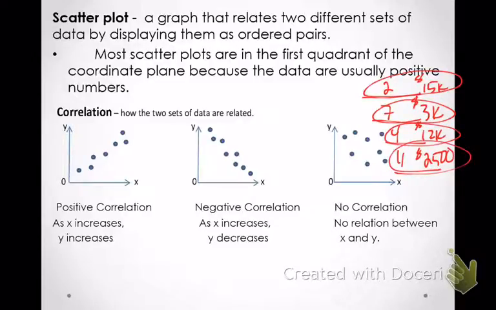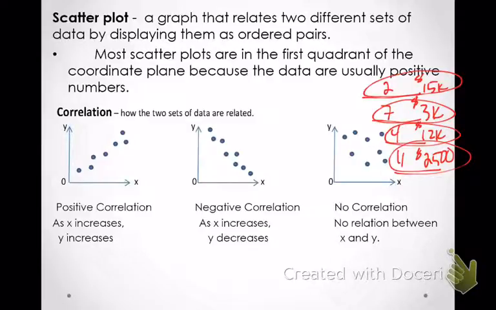Now, we're going to have to scale our x and y axes to help get that done, and we'll talk about that some more in a minute. But I would plot these points and then see if there's some kind of relationship. When I plot these points, I might get something like this, right? And now we have to talk about correlation. Correlation tells us how the two sets of data are related.